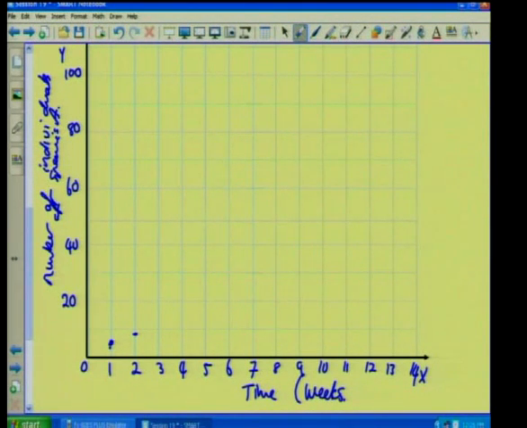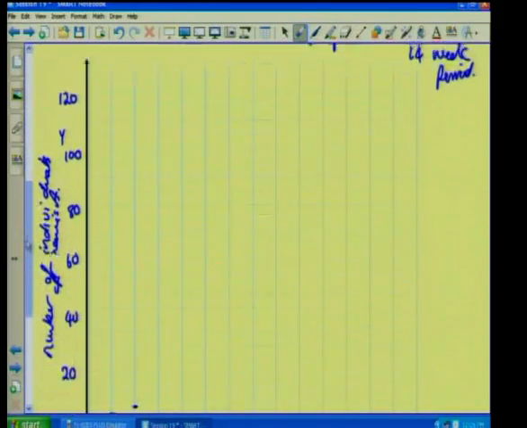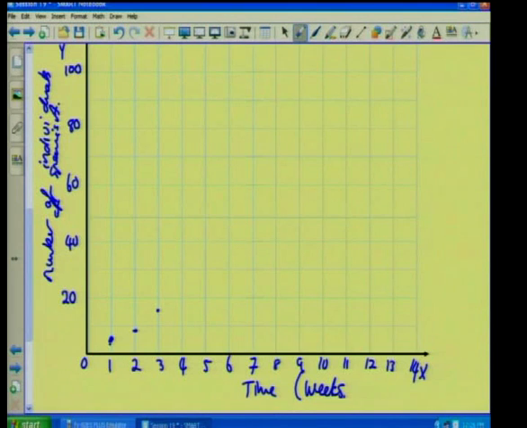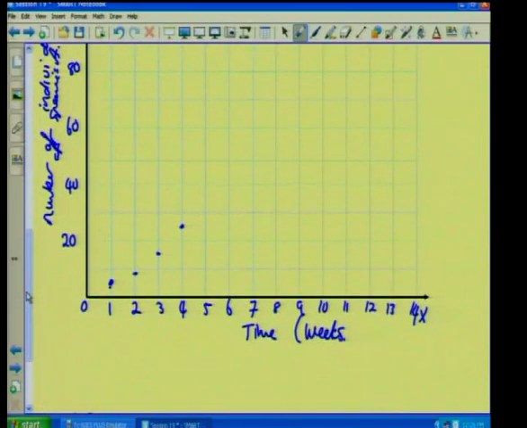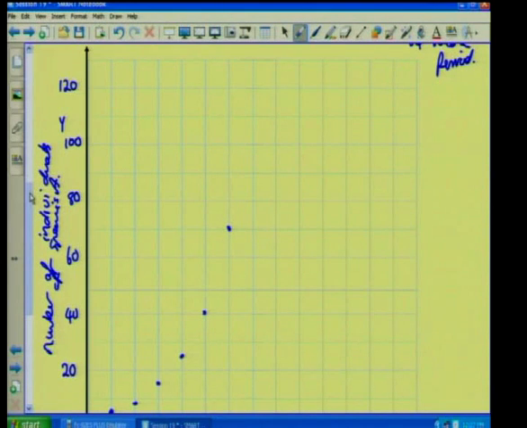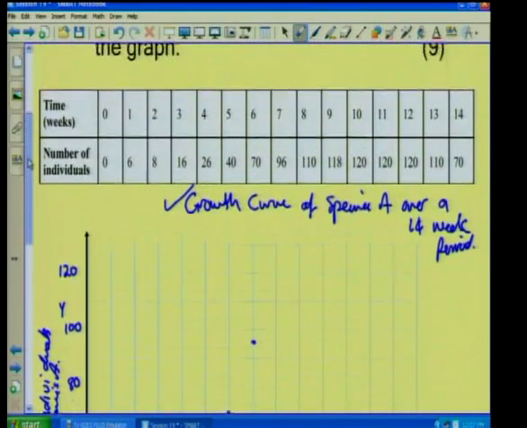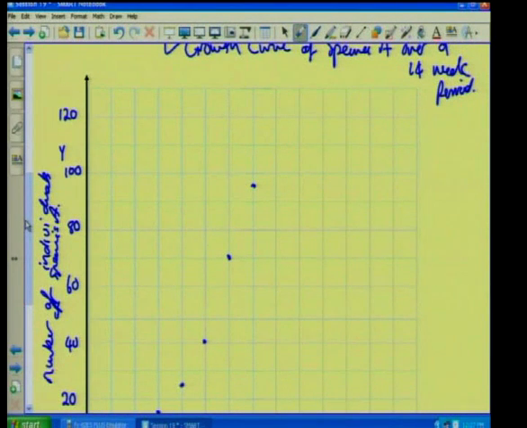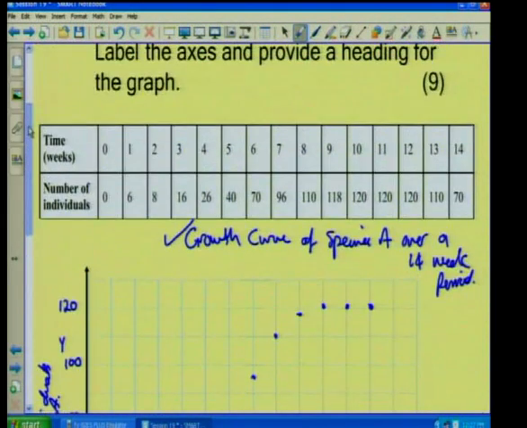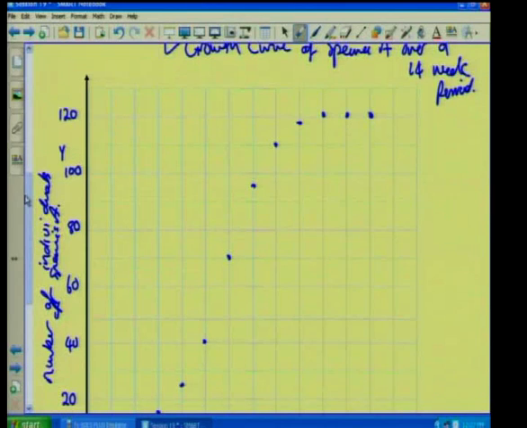And then at week 3 is 16, and then 26. So 16, and that 26, and 5 is 4, we go 40, 70, 96. So 40, 70, and then to 96, which should be about there. All right. And then we go 110 and 118, 110, 118, and then it was 120, 120, 120, and 110 and 70. 110, and then it drops all the way down to 70.